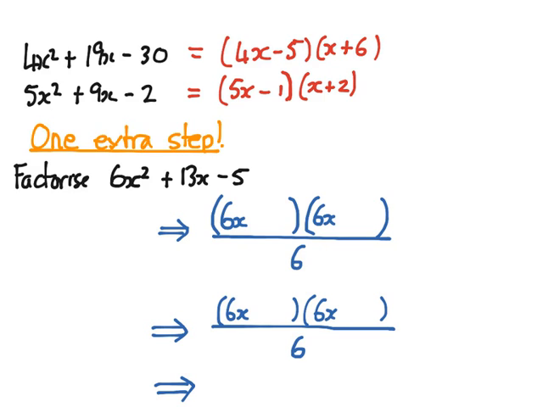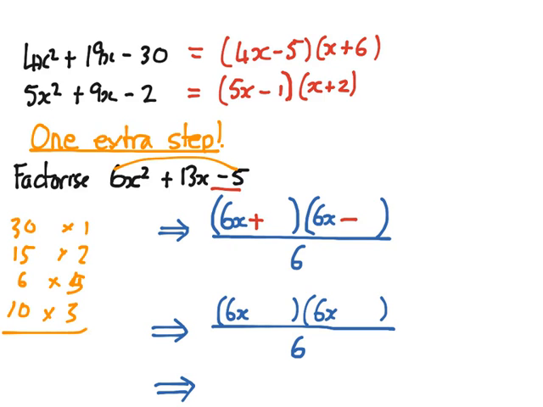Now there's one extra step for the really hard ones. Factorise this one, 6x squared plus 13x minus 5, and you see that the last number is negative. We do our assume bit, 6x over 6. The signs are going to be plus and a minus, and then we list the factors of 30, because we need to go 6 times 5. So we go 30 times 1 and 15 times 2 and 6 times 5 and 10 times 3.